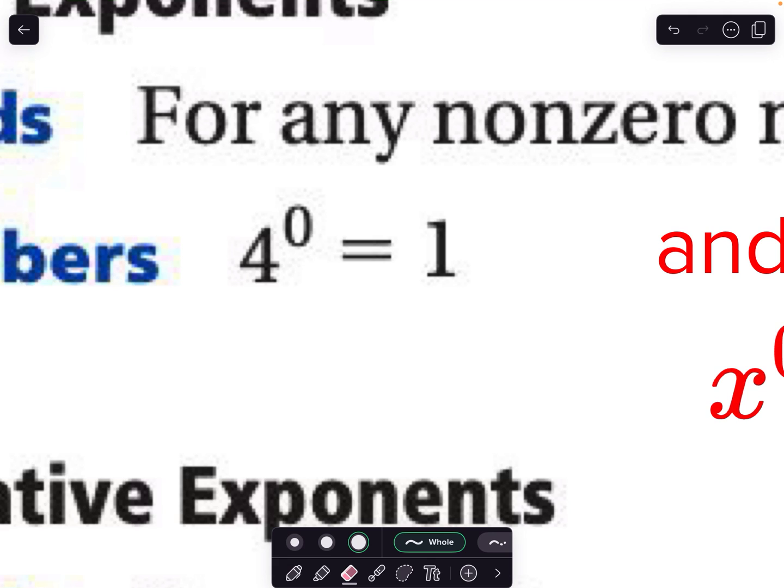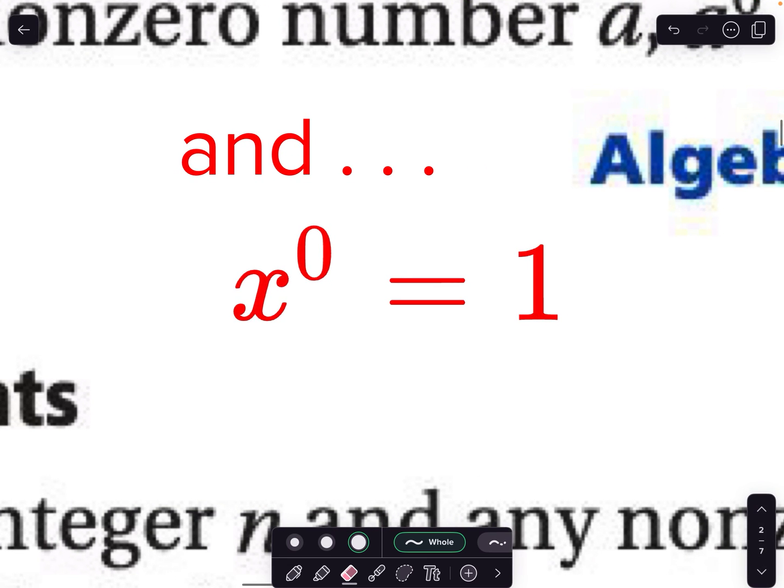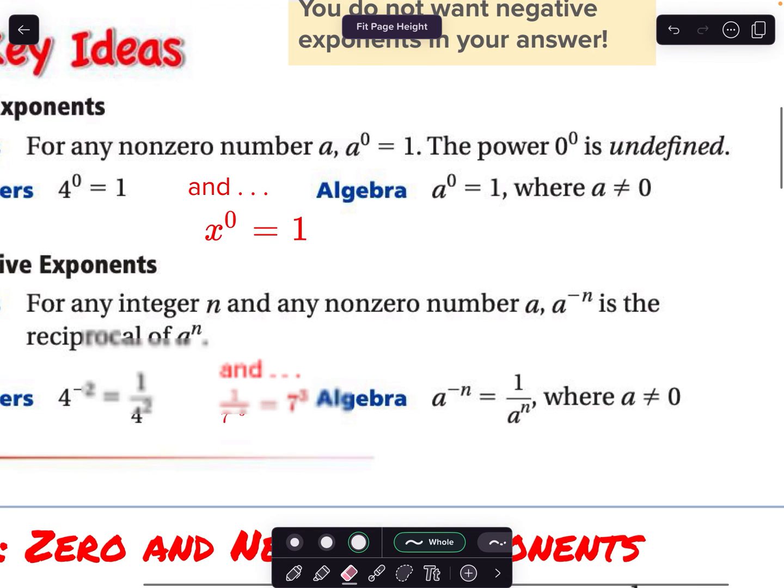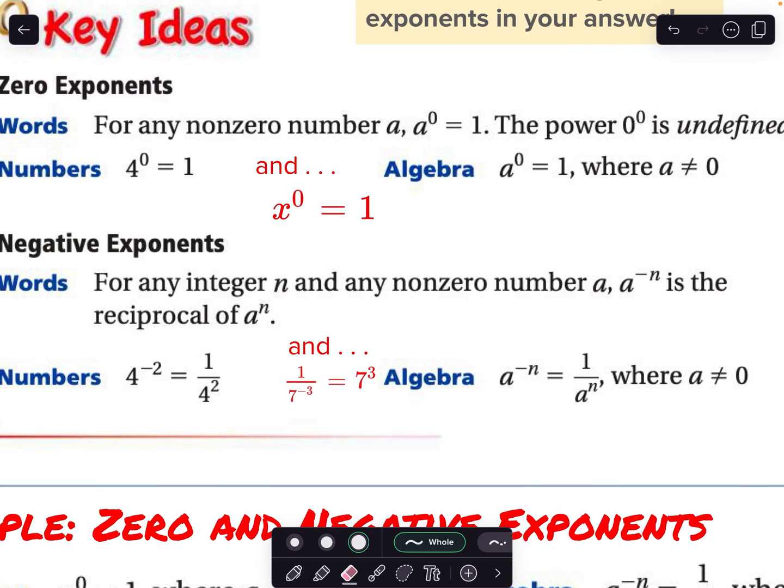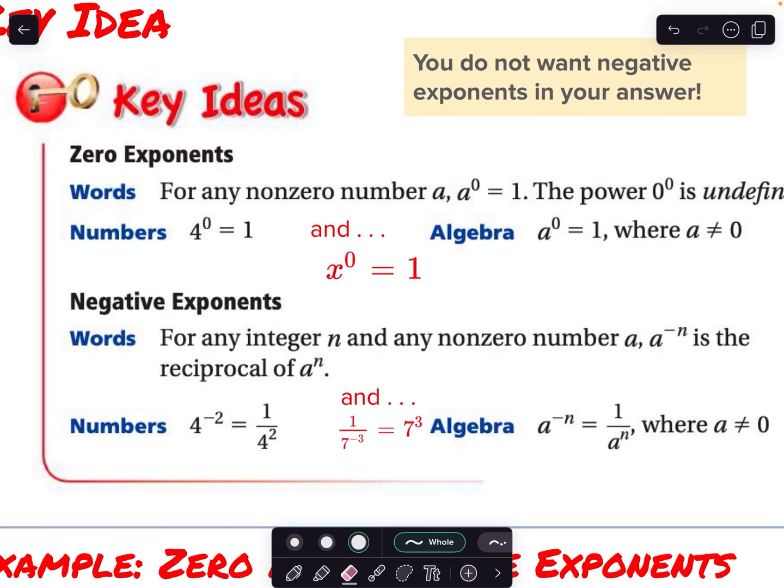It's kind of like one of those weird things that happens with zeros. So if anything is to the 0, it's 1. Same thing as this: if you have any variable to a 0, it's 1. So if you see either one of those things, it just equals 1 right away. So that's for a 0 exponent.